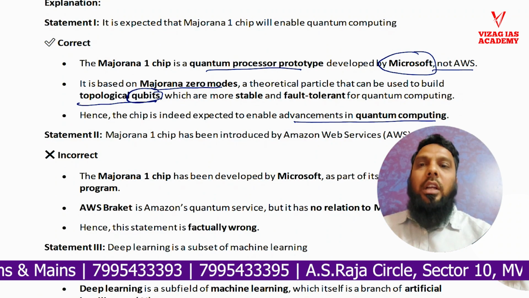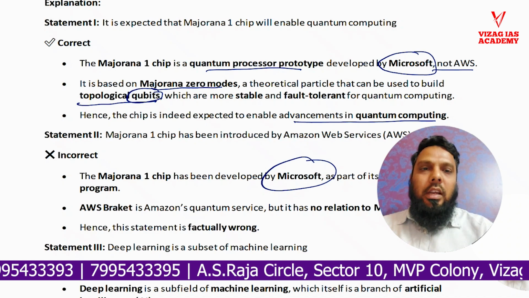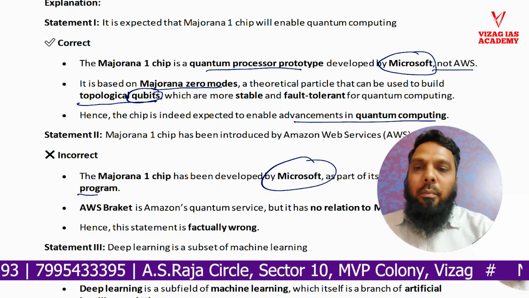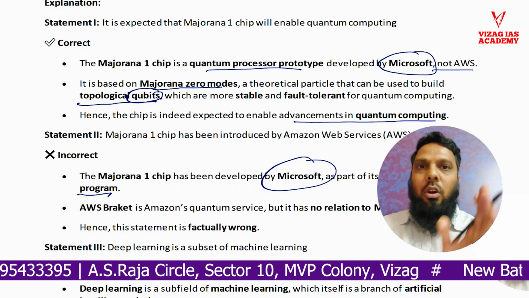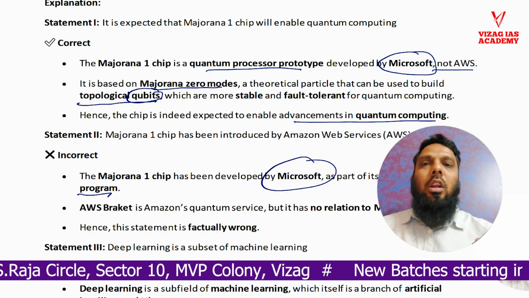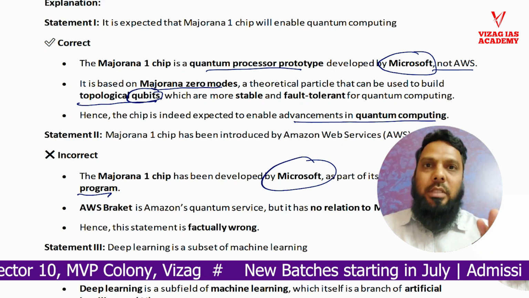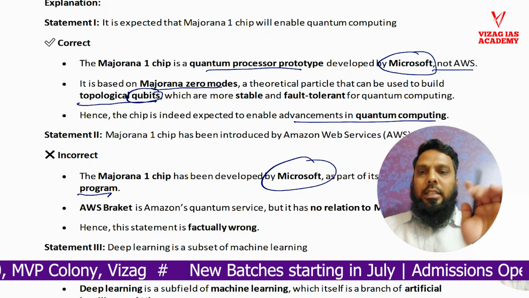We have already ruled it out as a wrong statement because it is developed by Microsoft, right, as part of the Azure Quantum program. So Microsoft has a program called the Azure Quantum program. So this particular Majorana 1 chip is part of that program, right? Microsoft, not Amazon Web Services or AWS.